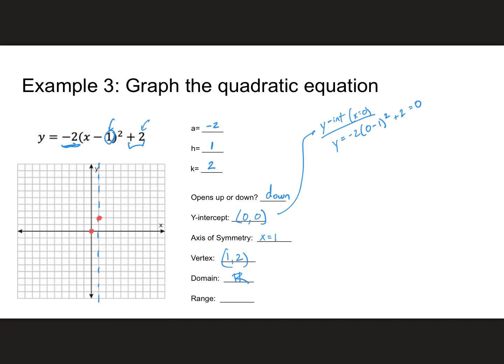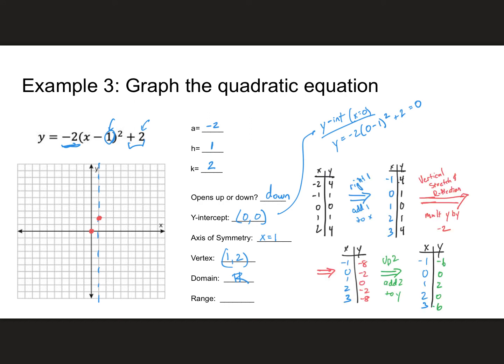So if you haven't done that yet, you might want to pause the video to see if you can come up with it on your own. Okay, go ahead, pause the video now. So we start with a normal table of values. We're moving to the right 1 unit, so we're going to add 1 to the x values.